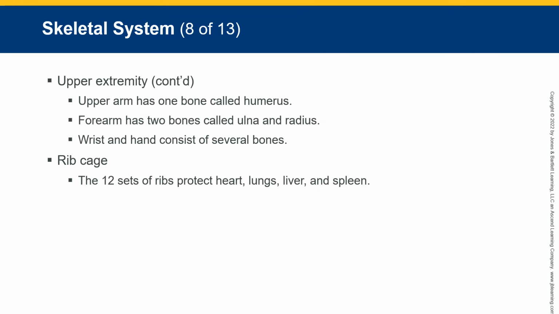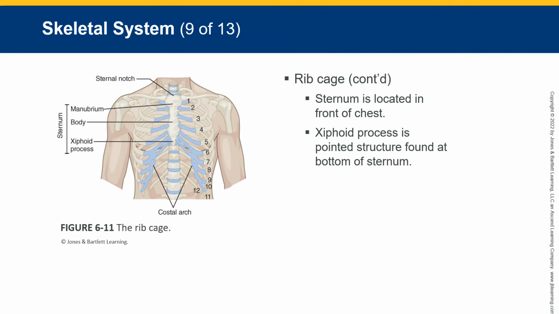You have 12 sets of ribs, and they protect the heart, lungs, liver, and spleen. They are your shields. So you'll see them right here listed. There's different kinds, and you can learn more about that later on. But basically, you have 12 sets of ribs. The lower ones are easier to break, especially the 11th and 12th ribs. Those are not connected to the sternum and therefore easier to break. So we've got to be careful with those.